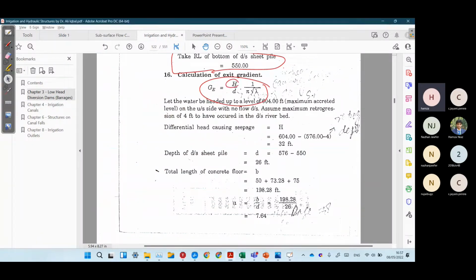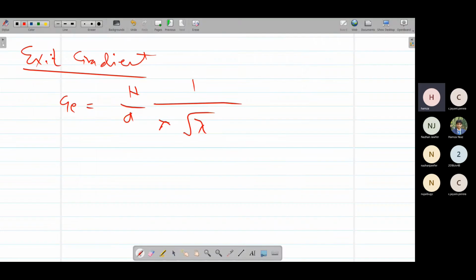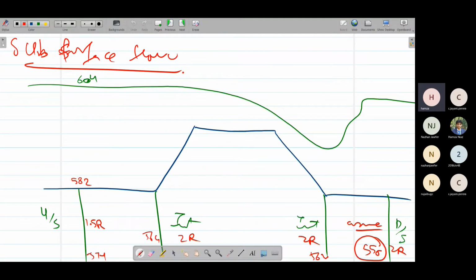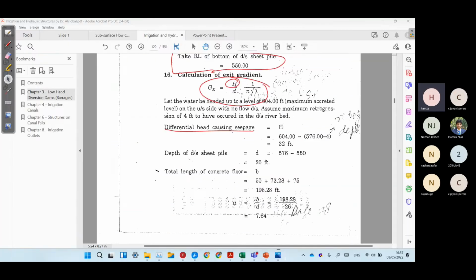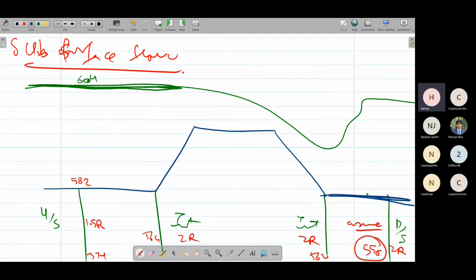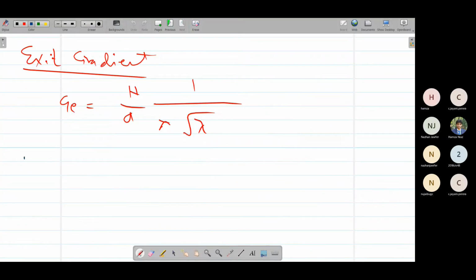H is the differential head causing seepage. The critical case would be that the water level is fully on the upstream side, but there is no water level on the downstream side. The water level at the upstream side is 604 feet. H is equal to 604 feet minus the downstream bed level, which is 576 feet.